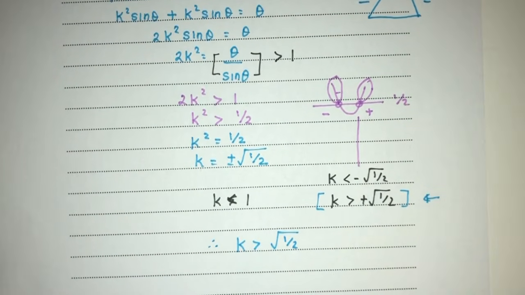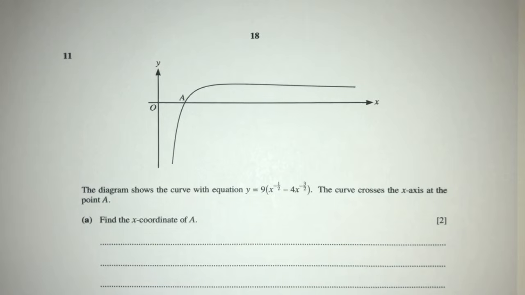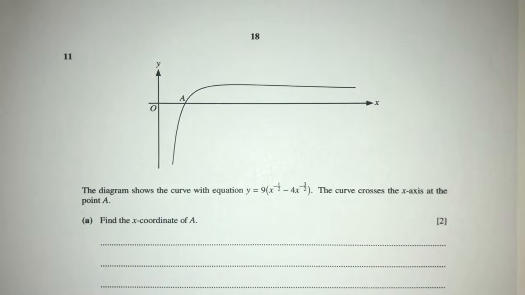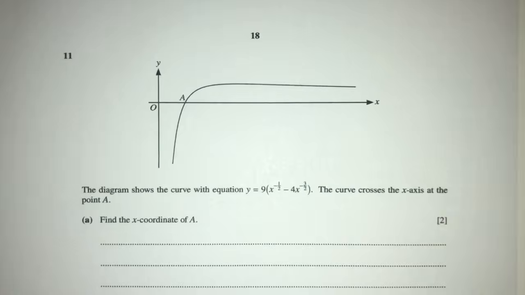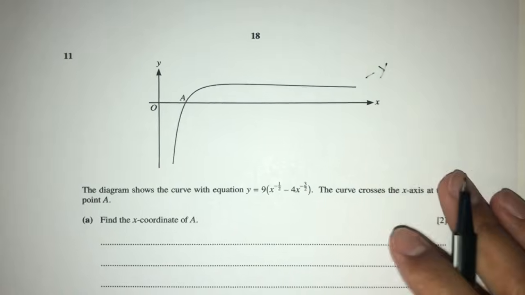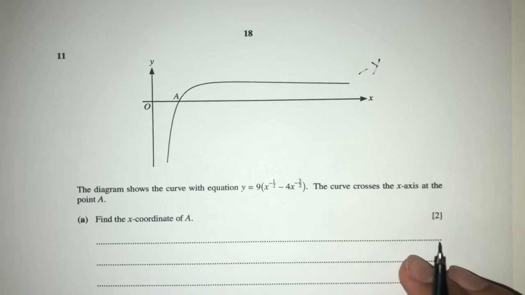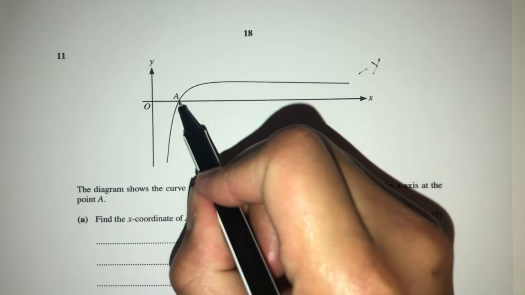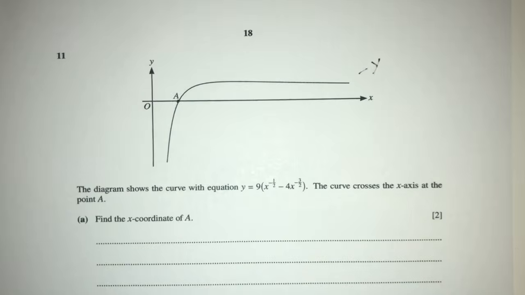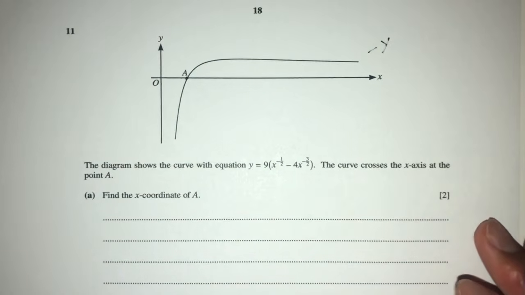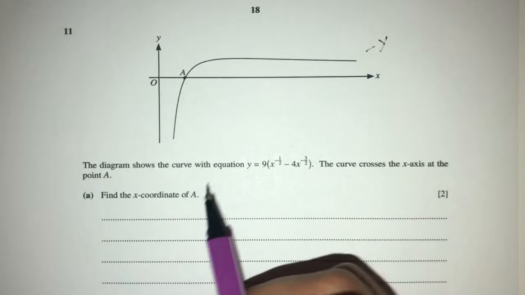Okay, so that will be question number 10. Now let's move on to question number 11. The diagram shows the curve y. This is my curve y, that's the first thing we are given. And the curve crosses the x-axis at the point A. So this point A is the point where the curve meets the x-axis. Great. Now part 1, find the x value of the point A.